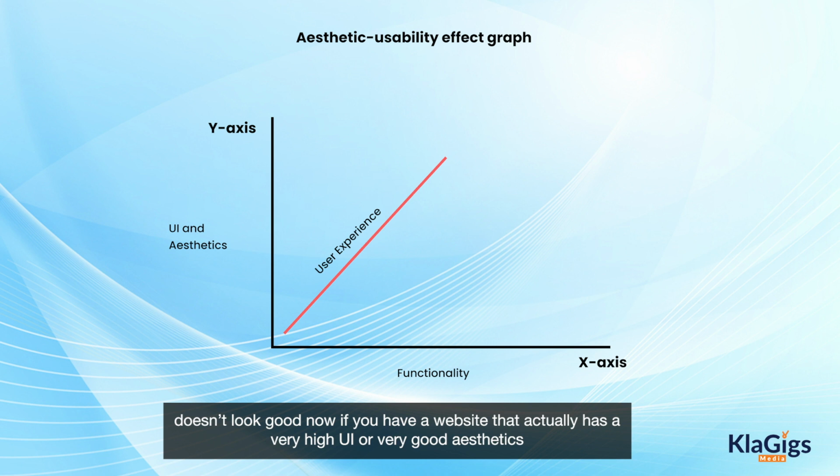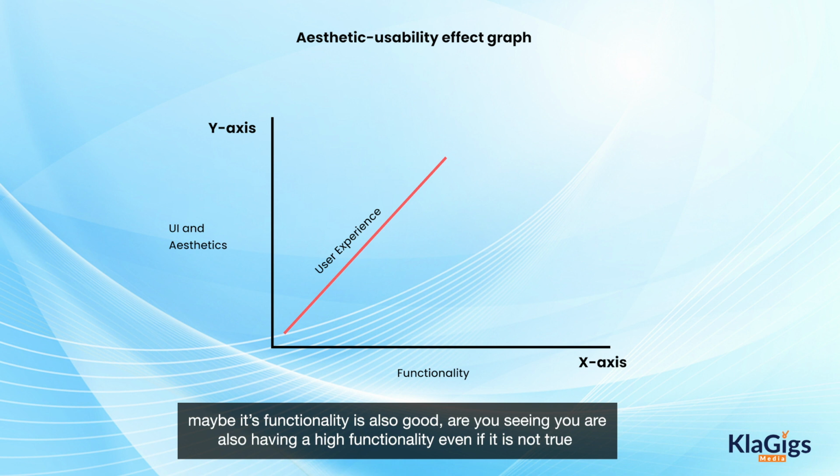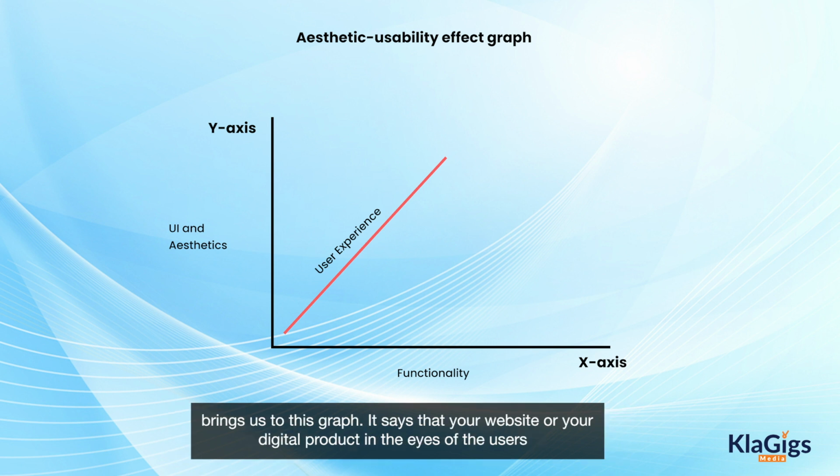Now, if you have a website that actually has a very high UI or very good aesthetics up here, do you know what the users will say? They'll be like, wow, it looks good, maybe its functionality is also good. I think you also have a high functionality, even if it's not true. This effect actually supports this graph. So this is my conclusion to this effect. This aesthetic usability effect brings us to this graph.